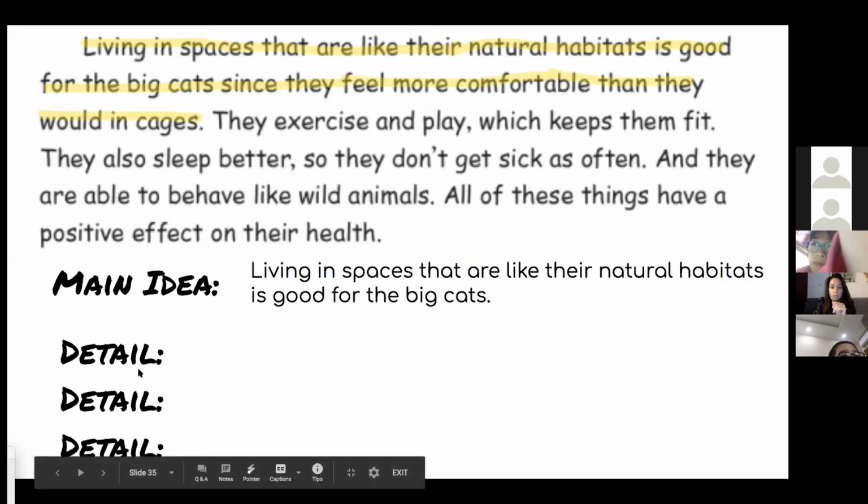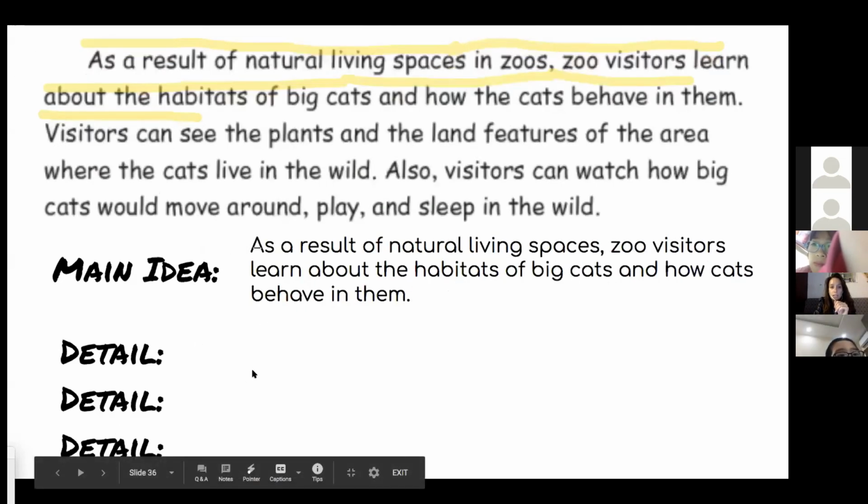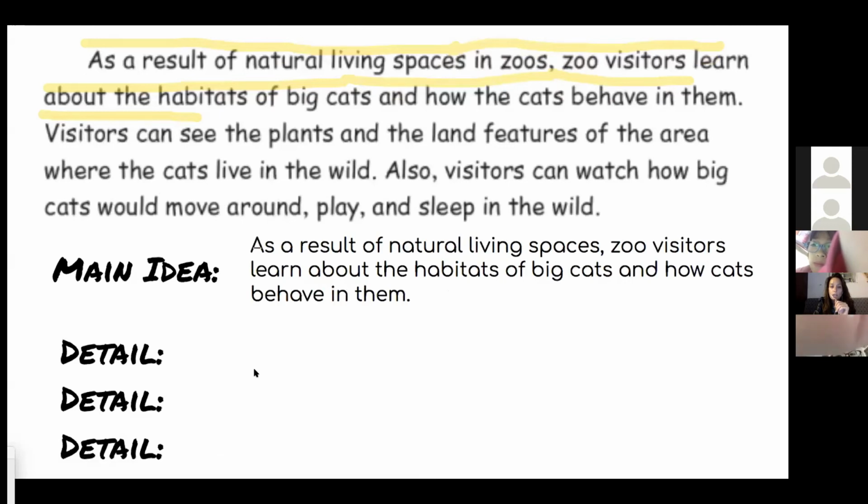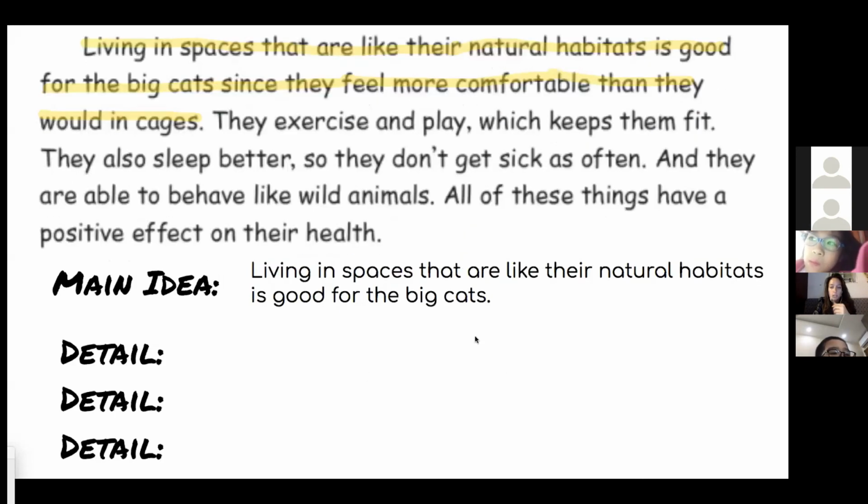So who can tell me? When we're looking for details, we need to say, how do the natural living spaces help the big cats? So who can tell me a way that these natural spaces help big cats? There we go. So how are natural habitats good for big cats? They sleep better. Okay, so one of our details is that they sleep better. That is a detail that tells more about our main idea. Good job. Okay, what is another one?